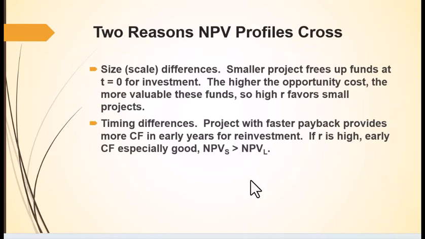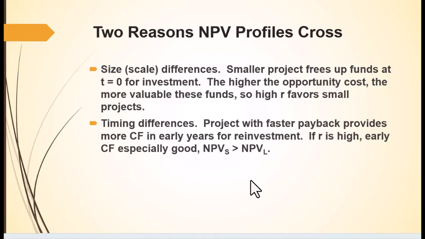So why do these things cross? Two basic reasons. Number one, and I think these make some sense, the size of the company is going to make a difference. The internal rate of return is not influenced by scale. So if you double the size of all the cash flows, you would not have a difference in the internal rate of return. However, if you double the size of the cash flows, you're going to have a difference in net present value.